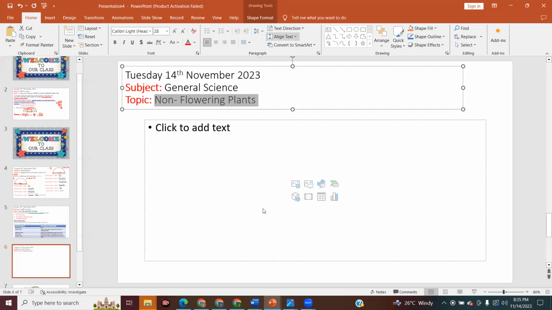All right, so we begin our series on basically the plant kingdom, looking at all the things inside the plant kingdom, and we're going to start off with the non-flowering plants. Now, what's the difference between non-flowering plants and flowering plants? Anyone know the difference?